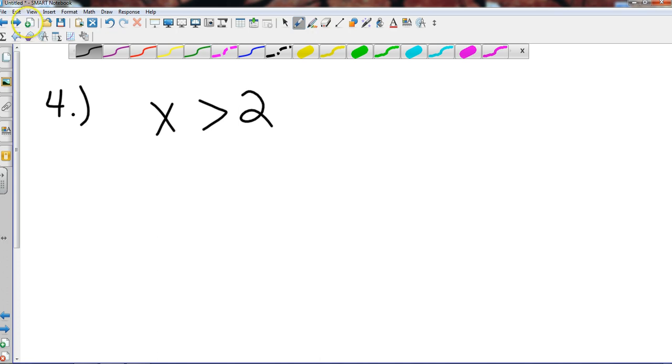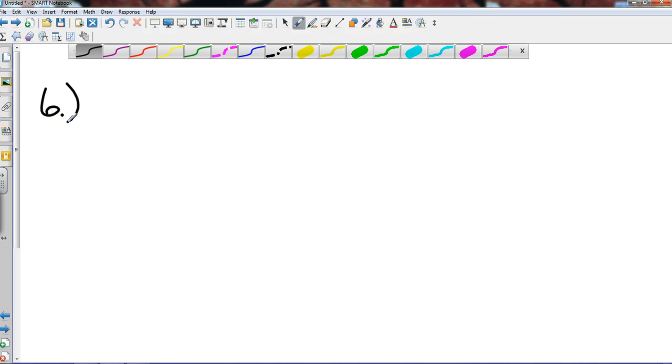Number 5, what kind of circle do we see? Closed circle, and it's going arrow to the left. So that's going to be less than or equal to. And what's the number? 3. Okay, anybody have any questions so far? These are pretty basic. I don't think we have too many issues with those. Okay, so let's actually get to solving them.